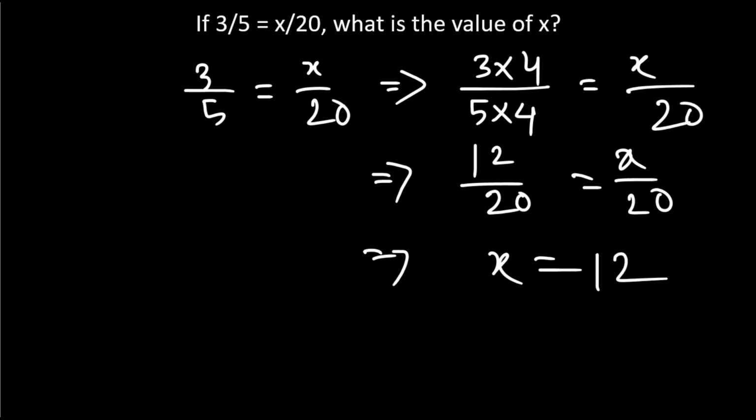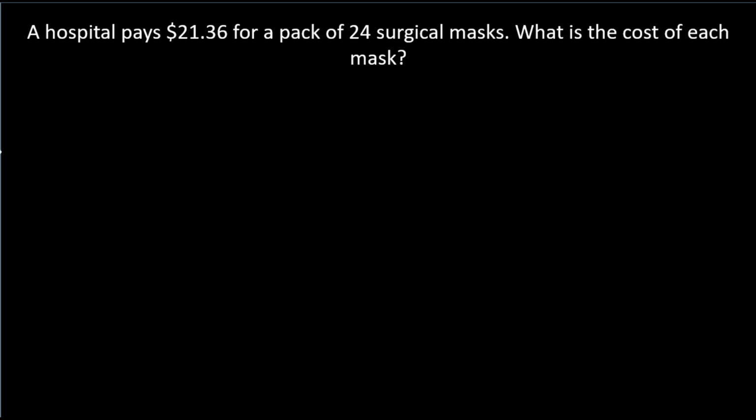Now we come to another problem. A hospital pays 21.36 for a pack of 24 surgical masks. What is the cost of each mask? Inside the pack there are 24 surgical masks, and the price is 21.36. So we need to find out the cost per mask.